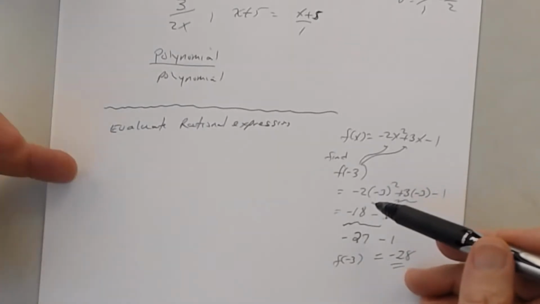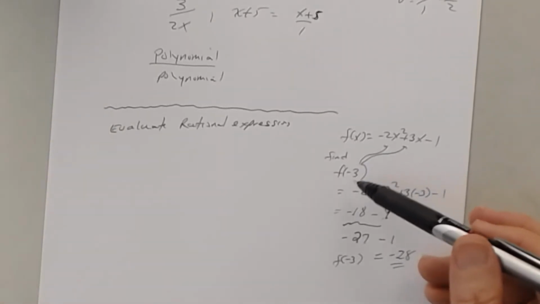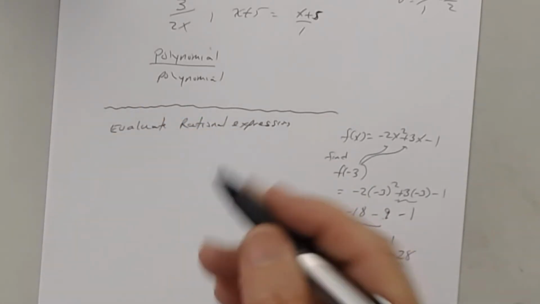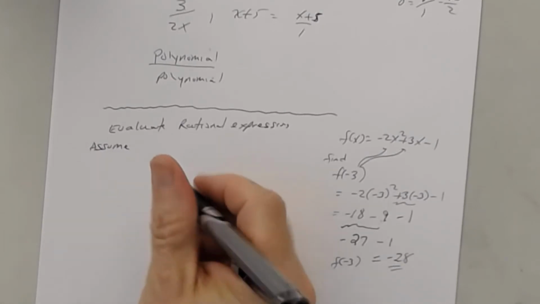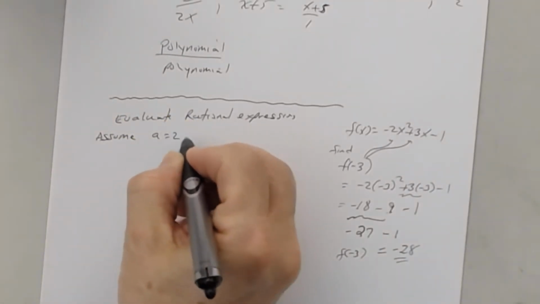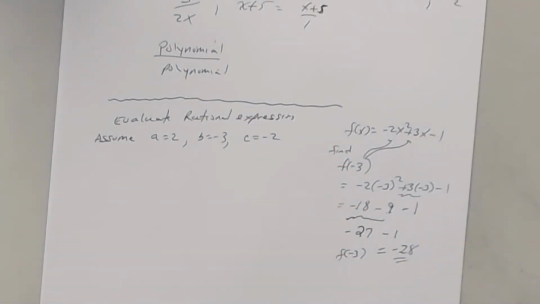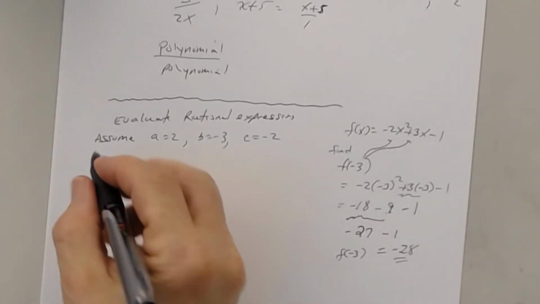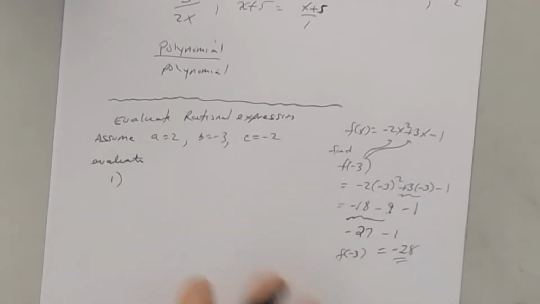The same idea is going to apply when you evaluate rational expressions, although they would not be written in function notation. So here's what you have to be able to do at this point. So let's assume, in our case, that a is 2, b is negative 3, and c is negative 2. And you want to evaluate each of the following.